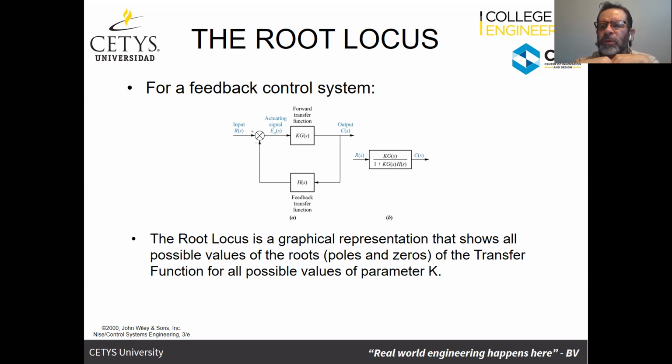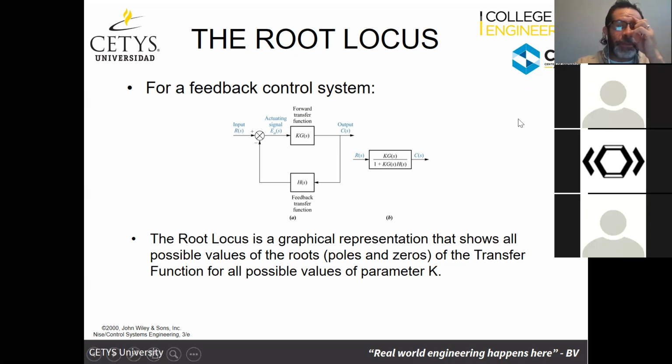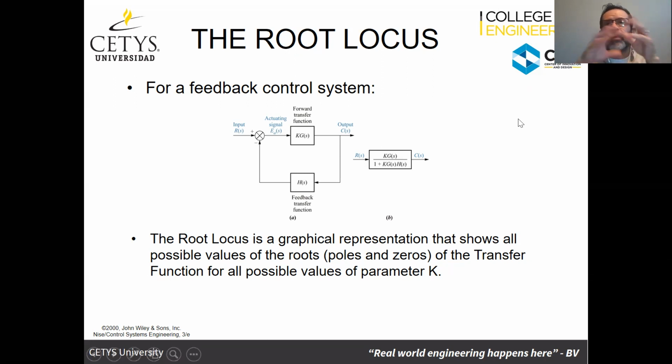Now, does anybody know what the word locus means? If you don't know what the word locus means, you can remember that locus means location. A locus is a location where you find something. So this is why it's called the root locus, or the location of the roots. Okay.